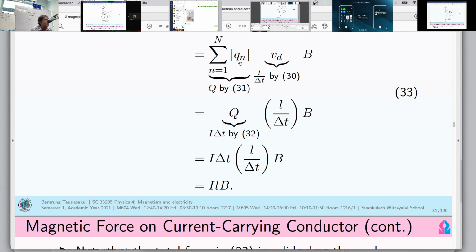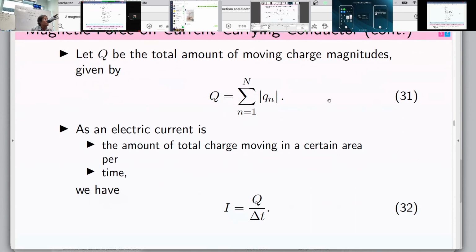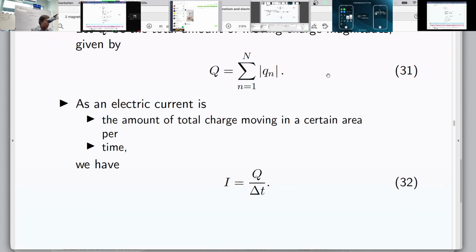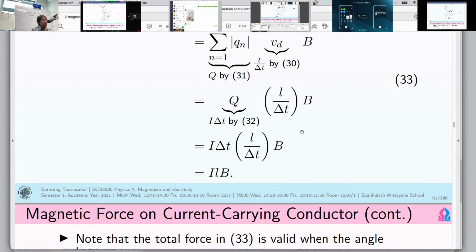So we assume that the summation of Qn here is equal to Q, right? That's from equation number 31. Equation 31 says that the summation of the absolute value of Qn is the capital Q, the total amount of charge in the area we are considering, that's current. So the summation of Qn is equal to capital Q.